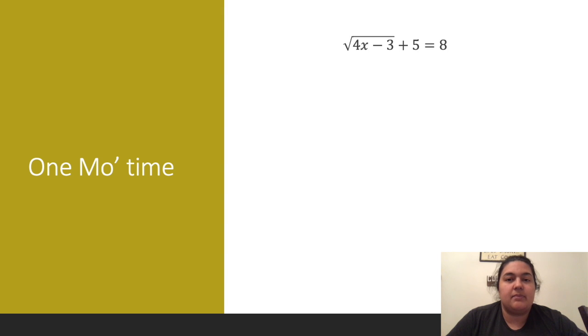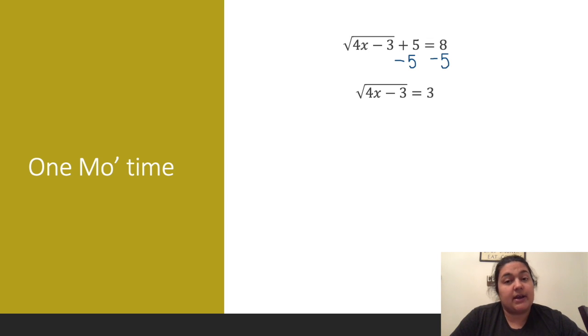Let's practice one more time. Again, my first step is to isolate the radical. If it's not under the radical sign, it needs to go. Okay, we have the square root of 4x minus 3, plus 5, is equal to 8. So that plus 5 is not under the radical sign and it needs to go. I'm going to subtract 5 from both sides. I have the square root of 4x minus 3 is equal to 3.